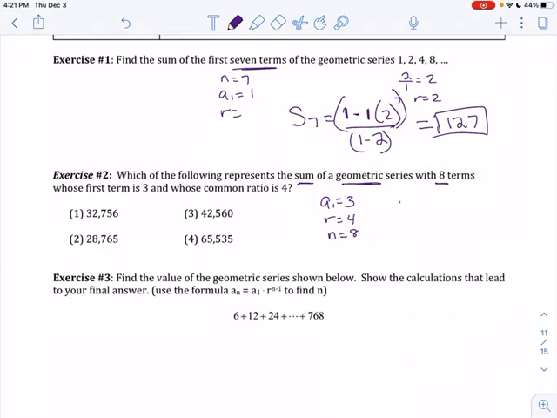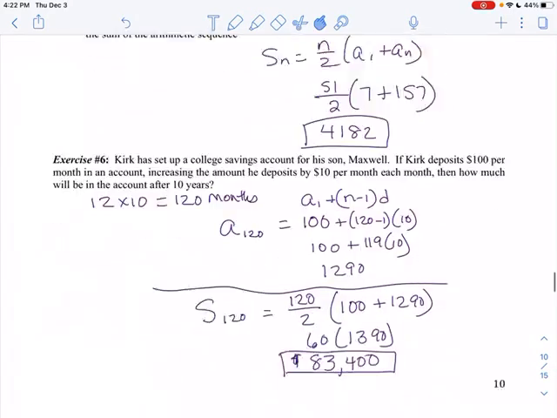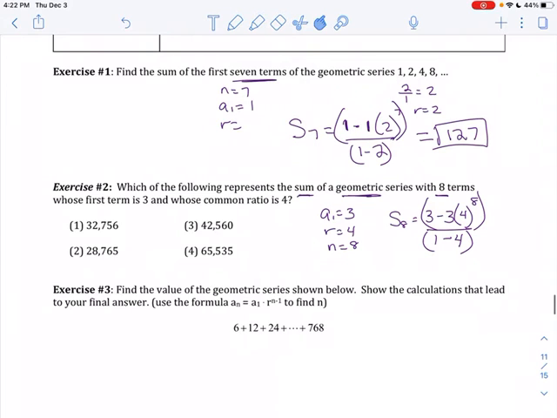All right, so let's fill it all in. The sum of all 8 terms is the first term, 3, minus the first term, 3, times the common ratio, 4, to the nth power, which is 8, over 1 minus r, and my common ratio is 4. So again, this whole thing can go right into your calculator. If you're doing it all at once, you would need parentheses around the numerator and parentheses around the denominator, and put that all in. Practice doing that in your calculator to make sure that you're okay doing that. And you get 65,535. So choice 4.